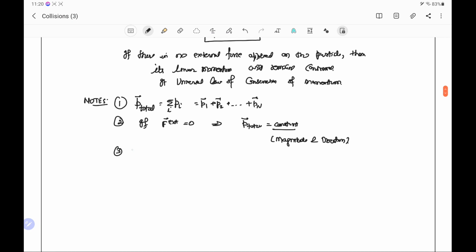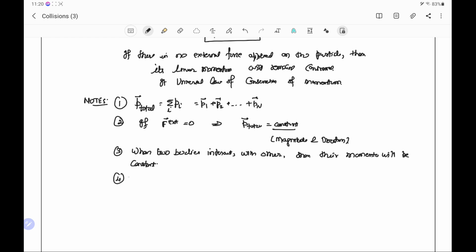Third, when two bodies interact with each other, then their momenta, that is sum, will be constant or conserved.